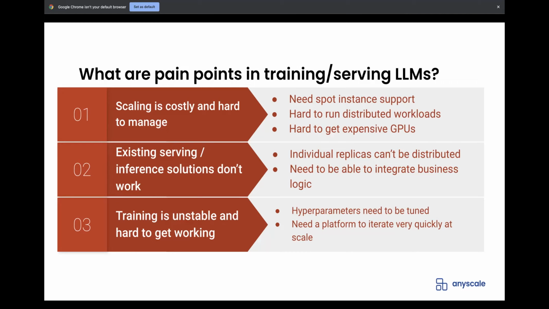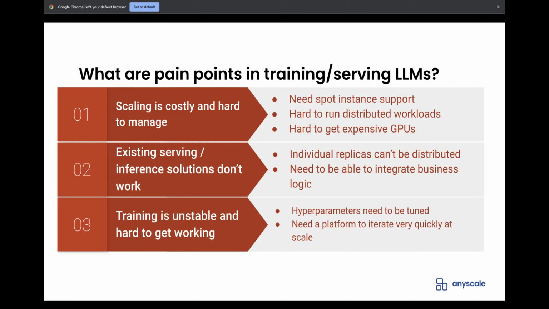Need to support the spot instance. Otherwise, the cost will just increase very quickly. And they want to run distributed workloads. What if I want to fine-tune the model on a larger data set, for example, the entire Wikipedia or your open source documentation site, right? So then you do need data parallel training. And it's hard to get expensive GPUs. If you go to Amazon, good luck getting A100. Even if you have money, it's sometimes hard to get hold of the expensive GPUs.